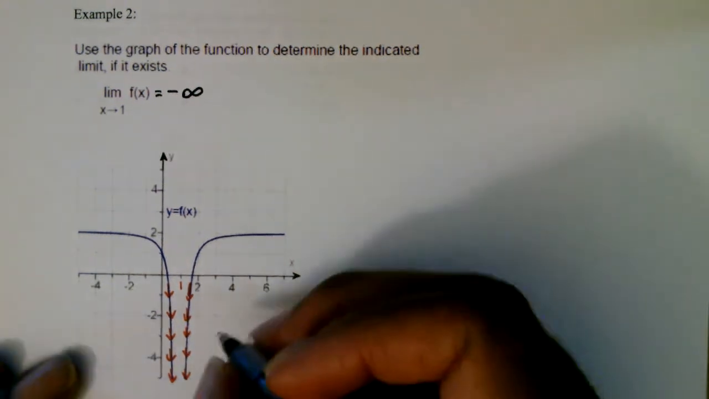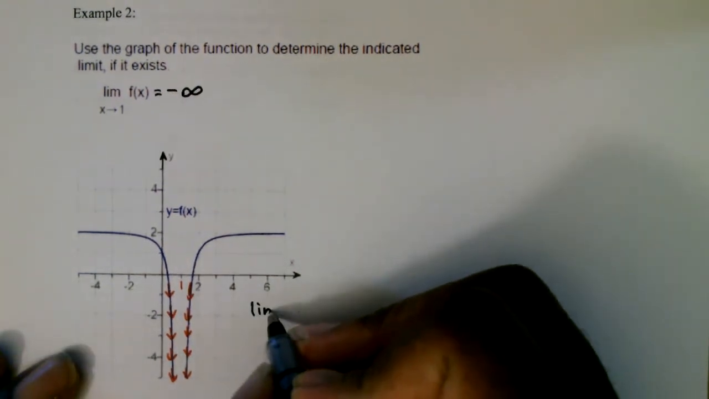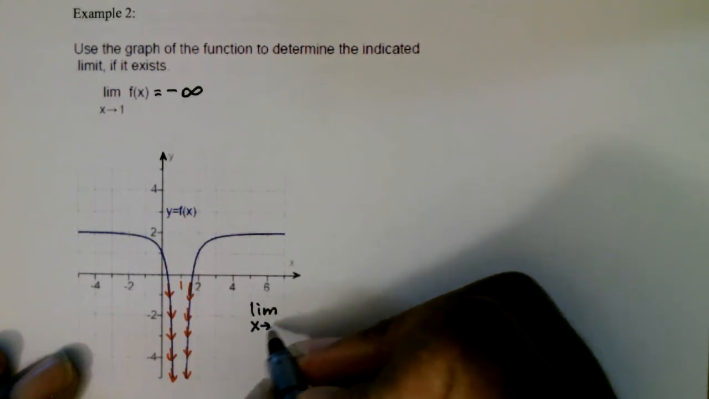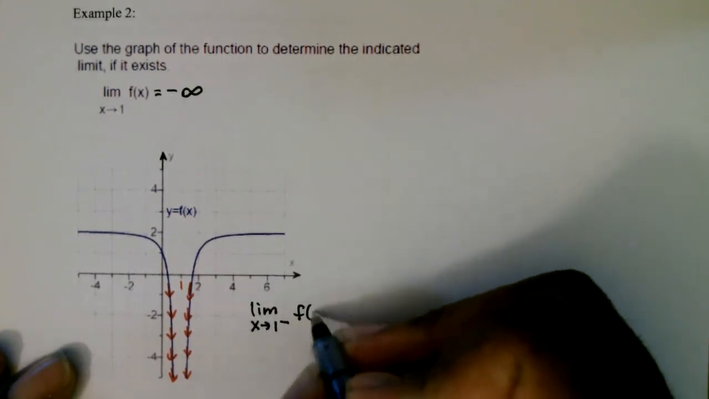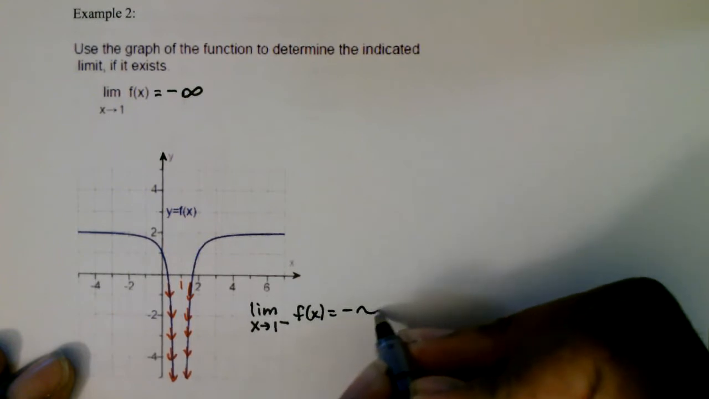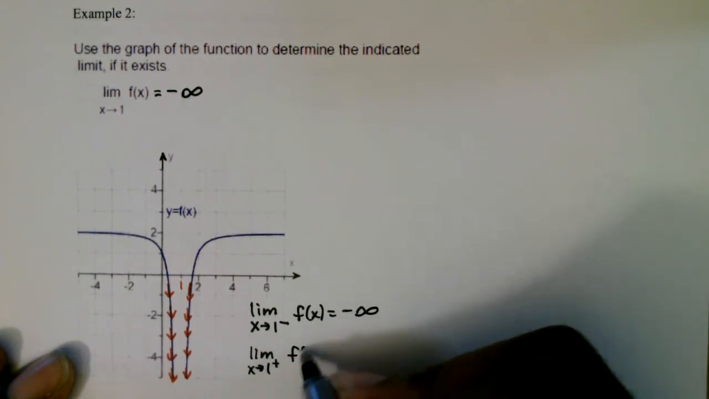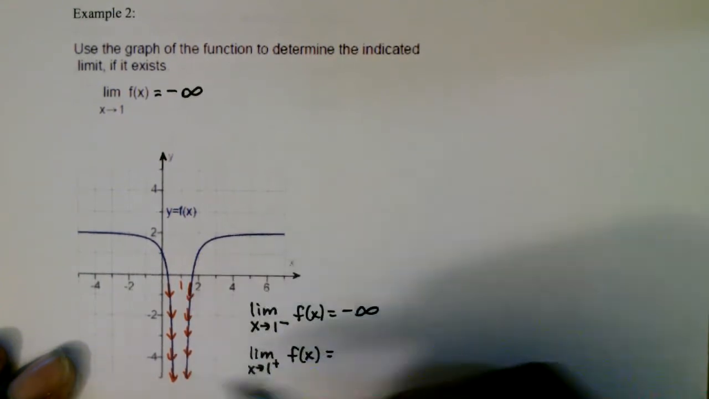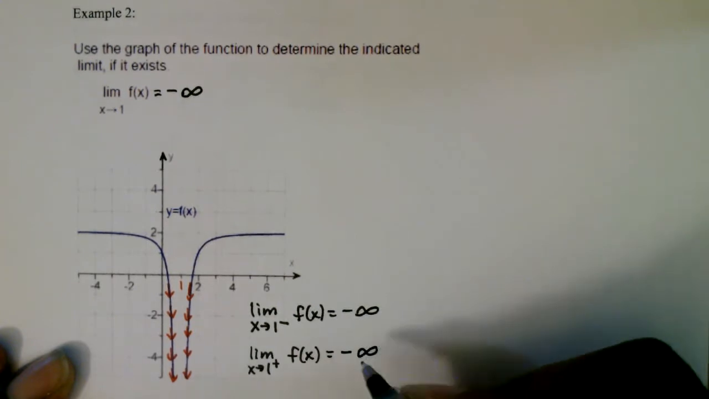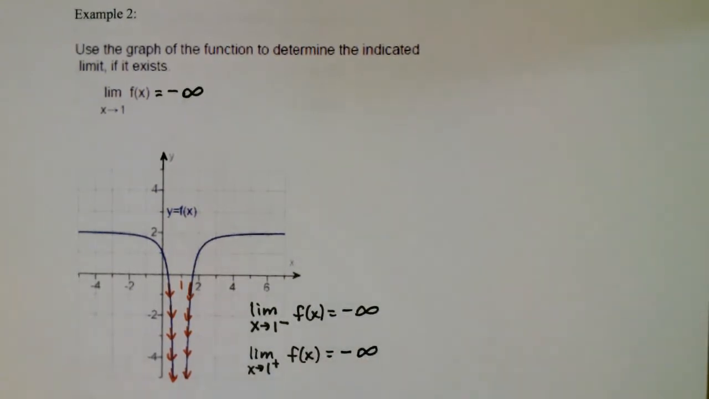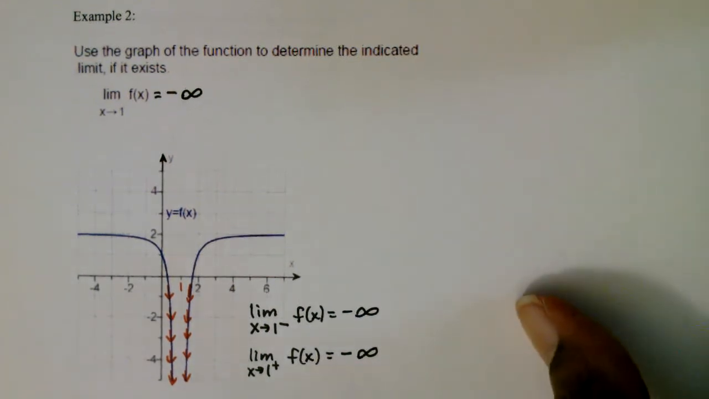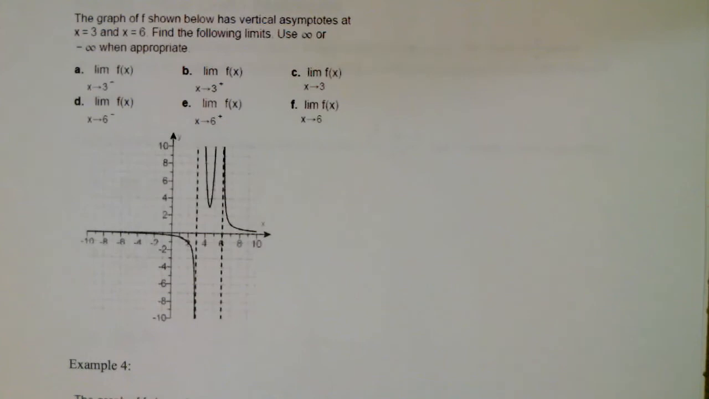Because if you look at the left of 1, the limit as x approaches 1 from the left, that's negative infinity. And the limit as x approaches 1 from the right of that also goes to negative infinity. Okay. All right, let's look at this next example here.